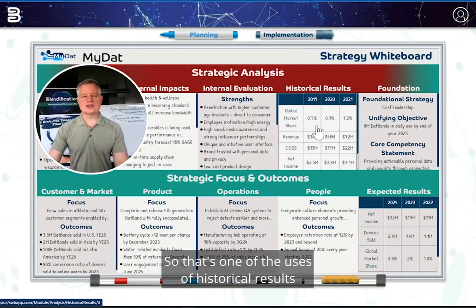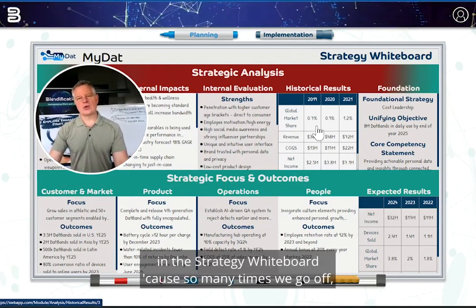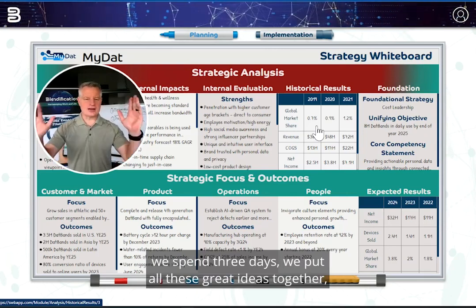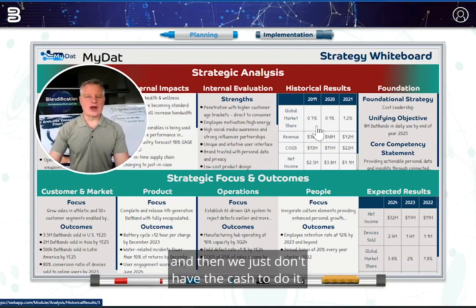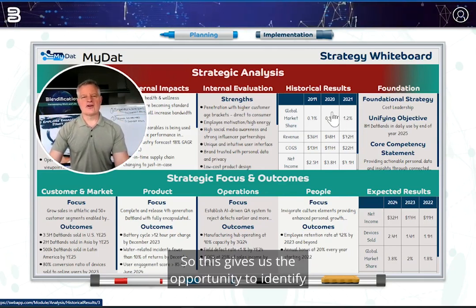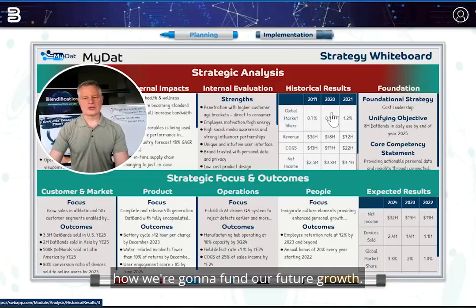So that's one of the uses of historical results in the strategy whiteboard, because so many times we go off, we spend 3 days, we put all these great ideas together, and then we just don't have the cash to do it. So this gives us the opportunity to identify how we're going to fund our future growth.